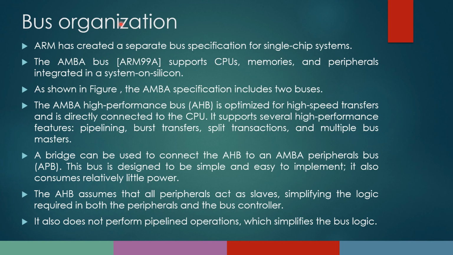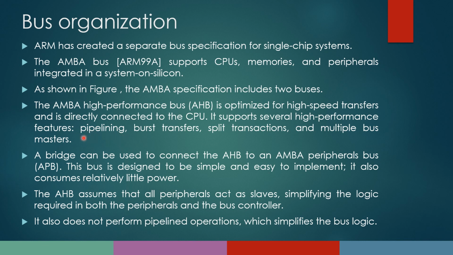Now, the bus organization figure we have already seen, that is the ARM processor. It has a separate bus specification for a single chip system. It supports CPU, memory, and peripherals, all integrated in a system on silicon. As shown in the figure, there are two buses. We have the AHB, that is the high performance bus, or the system bus, which directly connects to our CPU and supports several high performance features. That is, it is interconnected to our main memory, DMA, main processor, etc. So it has advanced features.